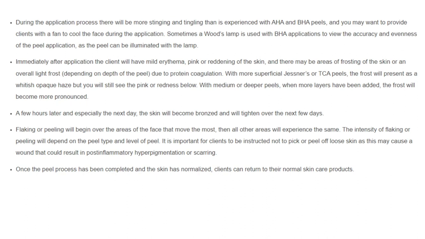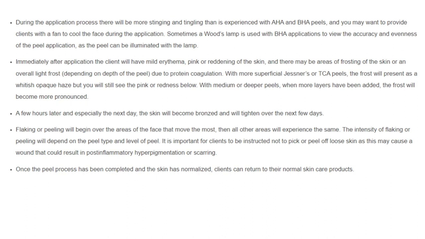protein coagulation. With more superficial Jessner's or TCA peels, the frost will present as a whitish opaque haze, but you will still see the pink or redness below. With medium or deeper peels, when more layers have been added, the frost will become more pronounced.